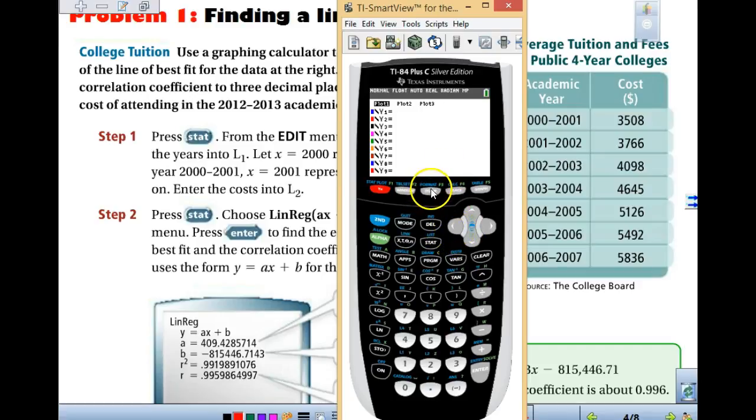The other buttons we're going to use: we're going to use the zoom button today in the middle up here. We are going to use the graph button. What I want you to do right now is use the stat button. Stat is right here in the middle, kind of by your arrows. Everyone find stat.